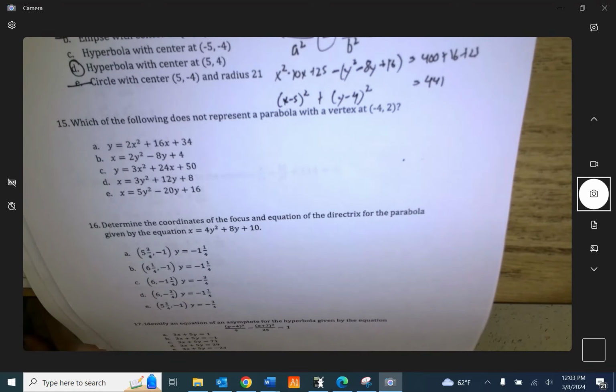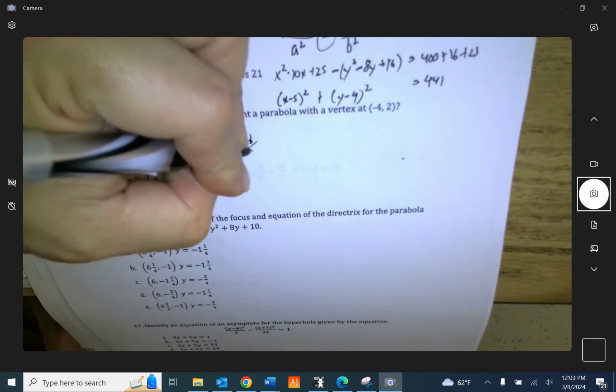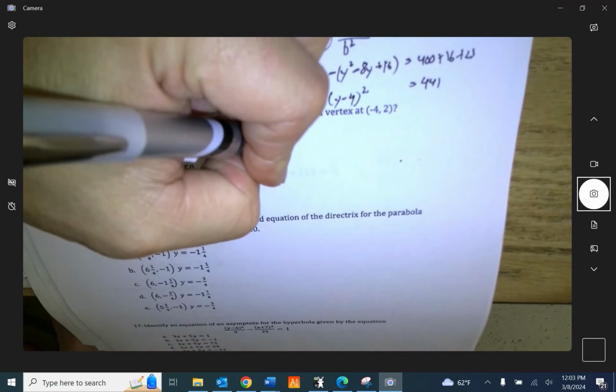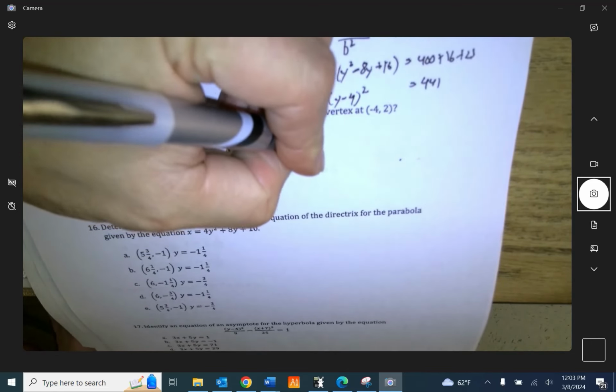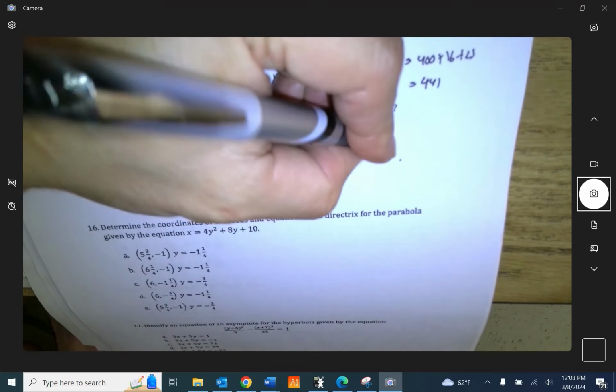Truth is, if you knew enough about completing the square and doing circles, you knew enough to do that one. Which of the following does not represent a parabola with a vertex at negative 4, 2? Like you'd be a fool if you didn't graph these, but your vertex is x equals negative b over 2a. That's where it is. So it's probably choice A. Choice A would be negative 16 over twice a 2, which is negative 4.